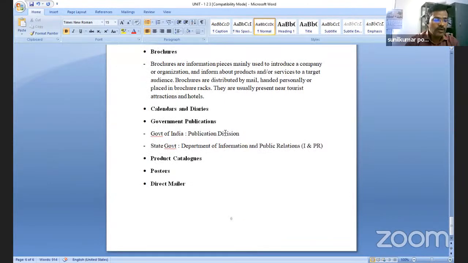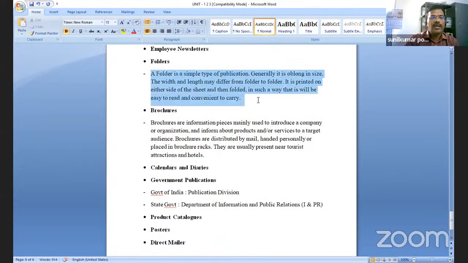Another one is a folder. A folder is a simple type of publication. Generally, it is oblong in size. The width and length may differ from folder to folder. Some folders may be 3-fold, some folders are 2-fold only. Some folders are 4 folds, 5 folds we see. Why the folder? Because it is simple to carry. It is printed on either side of the sheet and then folded in such a way that it will be easy to read and convenient to carry from one place to another place.